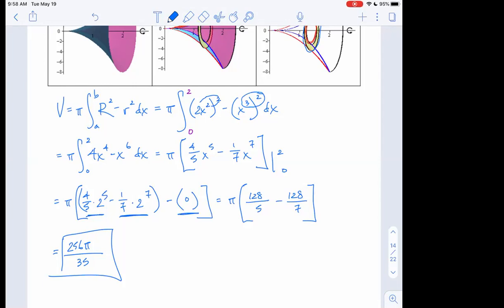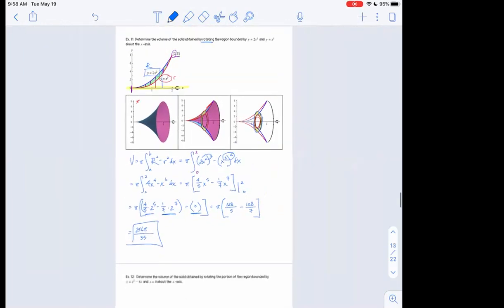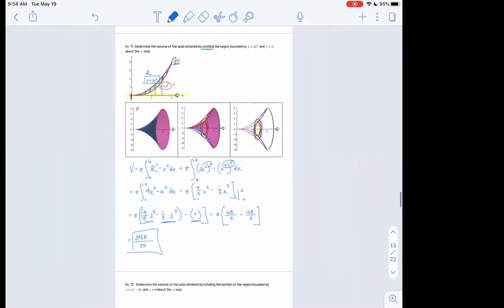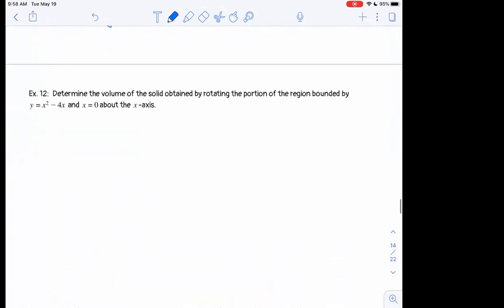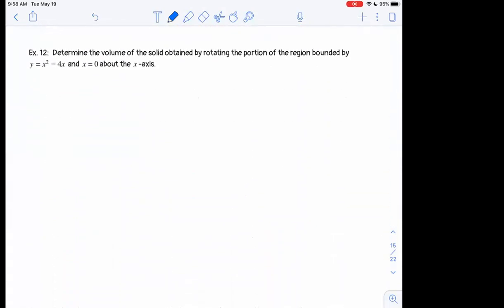All right, are there any questions about the setup or the solution for question number 11? All right. Well, then let's jump into another example and let's practice more of these, because I think the more we do, the easier it gets.